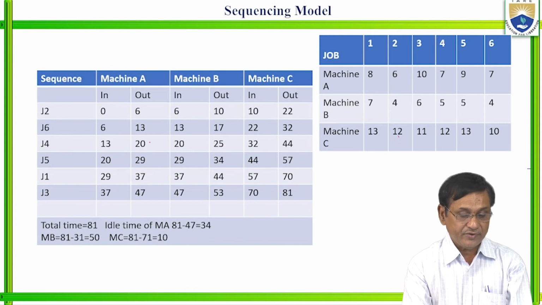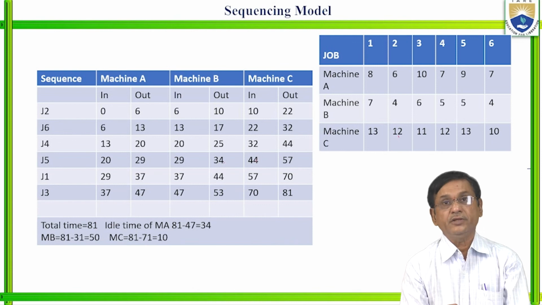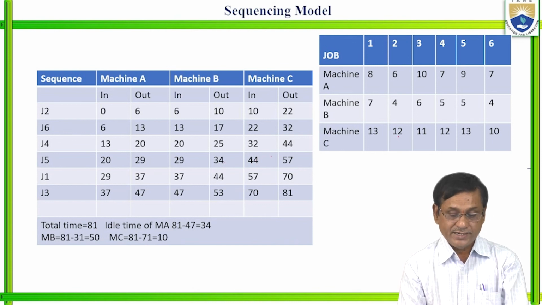Then J5 should enter at the 20th hour and the processing time required is 9, and it will be finished by 29. So it goes to machine B at the 29th hour and the processing time required is 5 hours, and it is completed within 34 hours. After 34 hours, the fifth job cannot go straight to machine C because processing is still going on, so it has to wait up to 44. At the 44th hour it enters and the time required is 13, so it will be finished by 57.